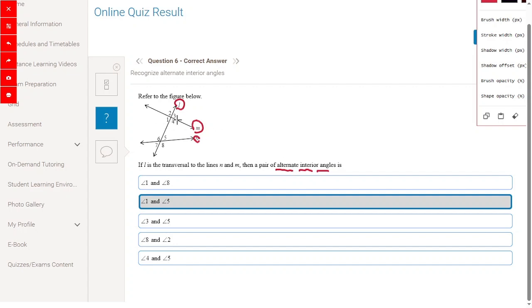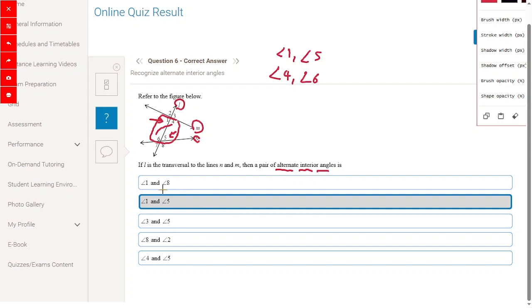So we will talk about the angles between the two lines. These angles, so we have angle 1 and 5, this is called alternate. Angle 1 and angle 5, and angle 4 and angle 6. This is an alternate interior angle. So now let's see the answers here.